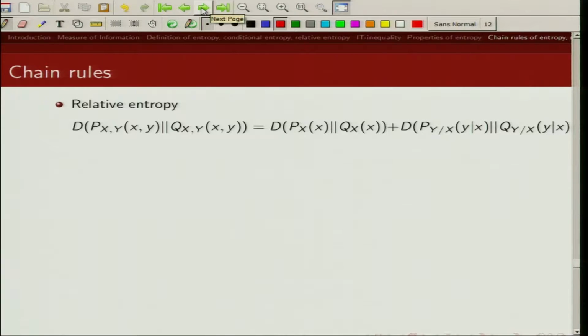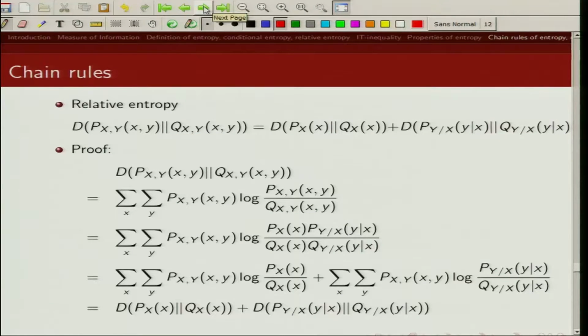We can also similarly show the chain rule for divergence. So if you have the divergence between the joint distribution of x and y, p of xy and q of xy, this can be written as the divergence between p of x and q of x plus the divergence of the conditional distribution of y given x, p of y given x and q of y given x. Again, the proof is straightforward.